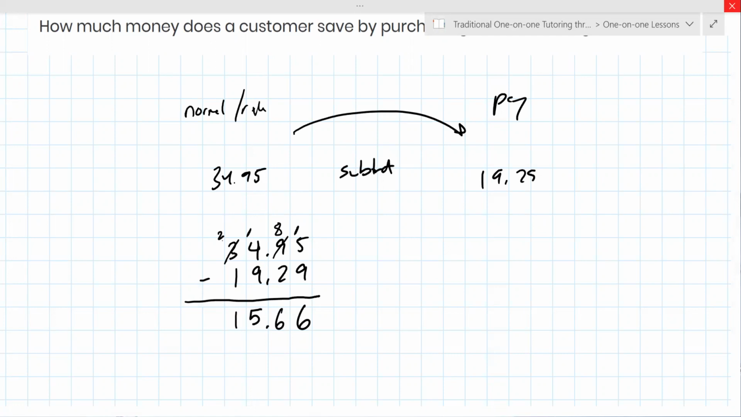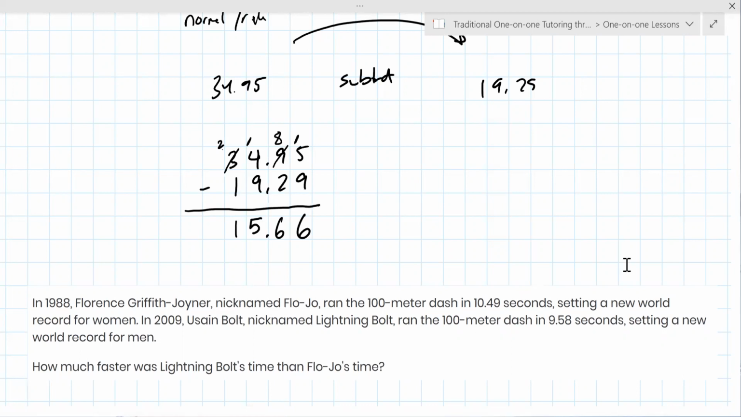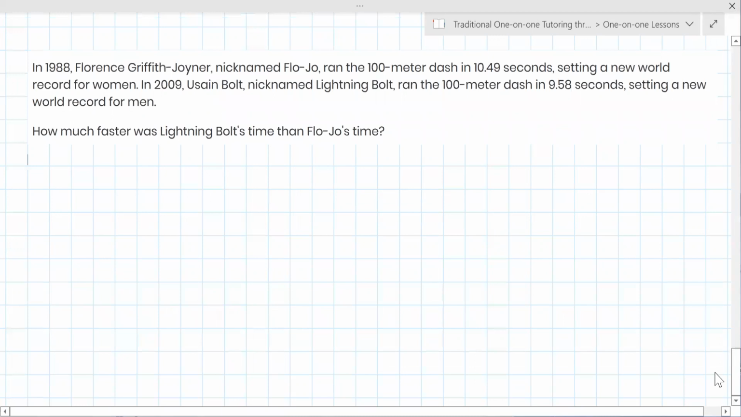Okay. So the real challenge here is not doing the addition or subtraction. It's figuring out, is it addition or subtraction. Okay. So I want you to look at this next one here and decide if it's addition or subtraction. Okay. So let's take a look at this here.